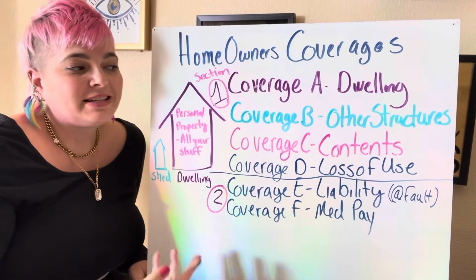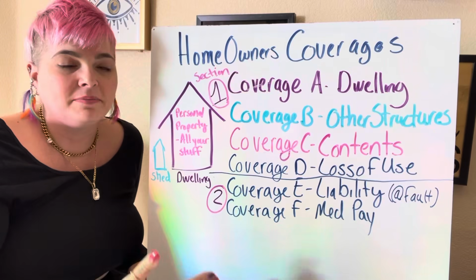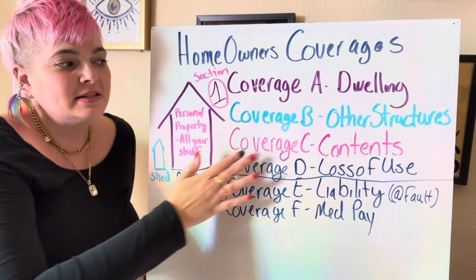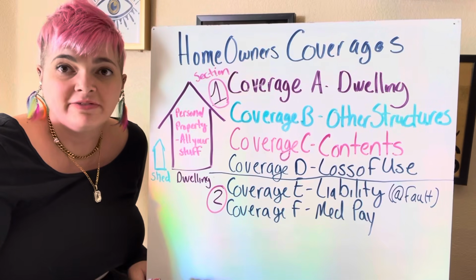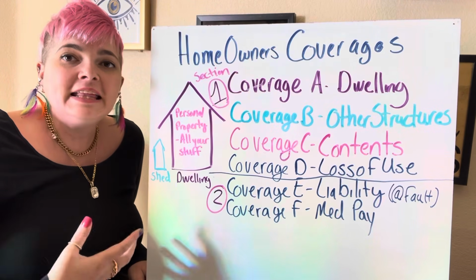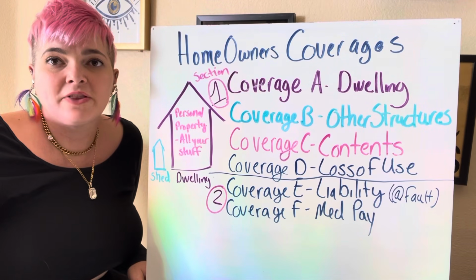Coverage C is known as contents or personal property. Honestly, I've seen it listed both ways all the time. Coverage C, contents, personal property, contents, whatever. This is going to cover all of your stuff, your clothes, your shoes, your furniture, your pots, your pans, anything that you would put in a U-Haul and move with you if you were to go to another house would be coverage C.